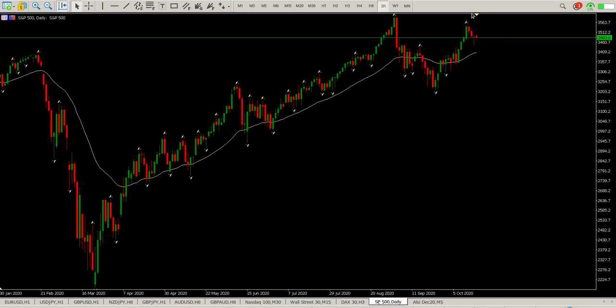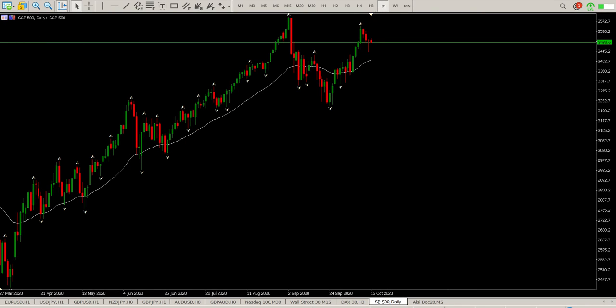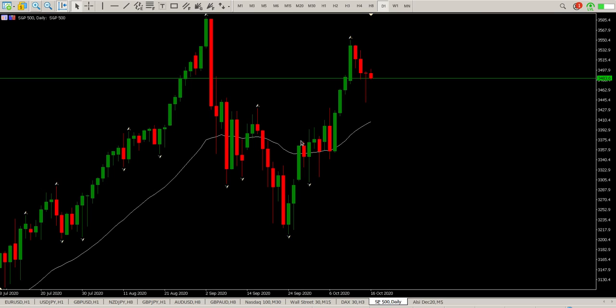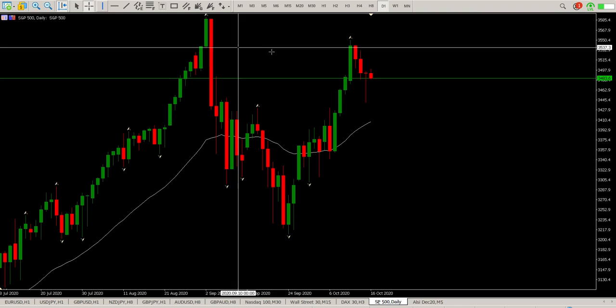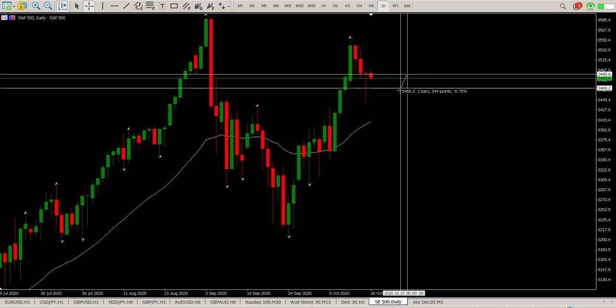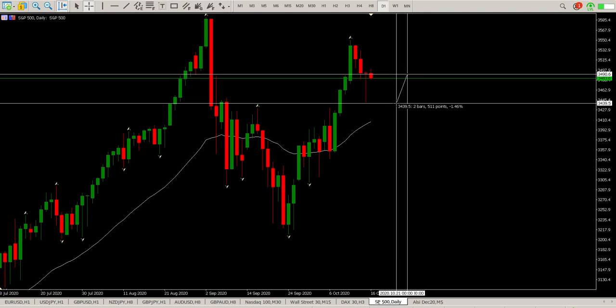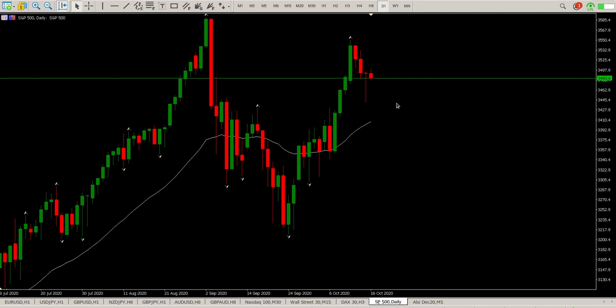So let's just first look at the daily from yesterday, and this is significant. That pin bar is massive. Okay, so if we look at this, your tail here is a good 500 point tail.